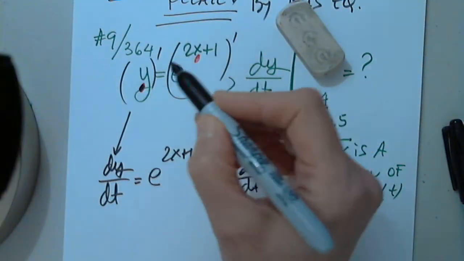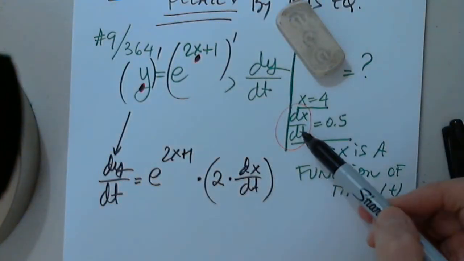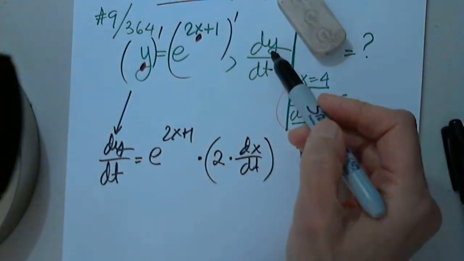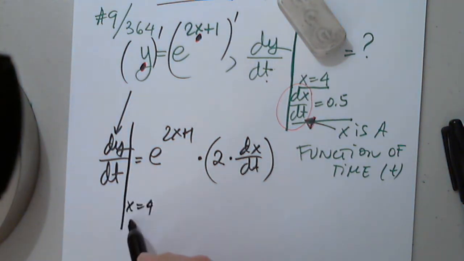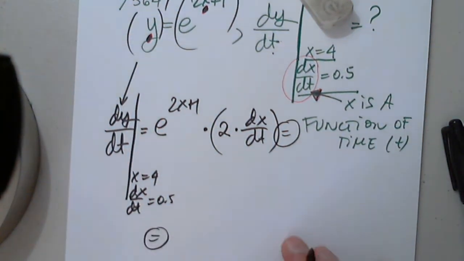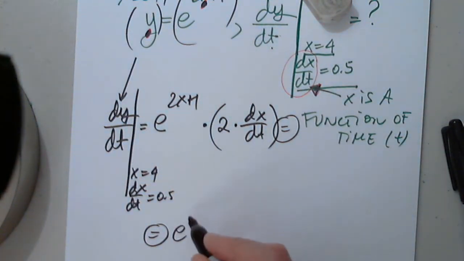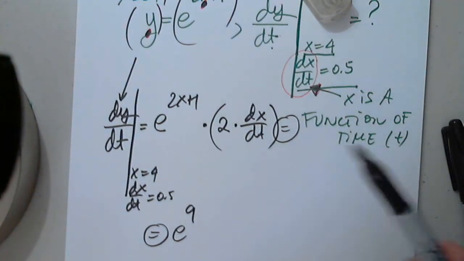That's why I specifically put this dot under x and y, just to refresh our memory that they are both functions of time. Excellent. So now they want us to evaluate when x equals 4 and dx over dt is 0.5. Not a big deal. So I'm going to continue here. 4 times 2 is 8, plus 1 is 9, e to the 9th. 2 times 0.5 is 1, and this is it.